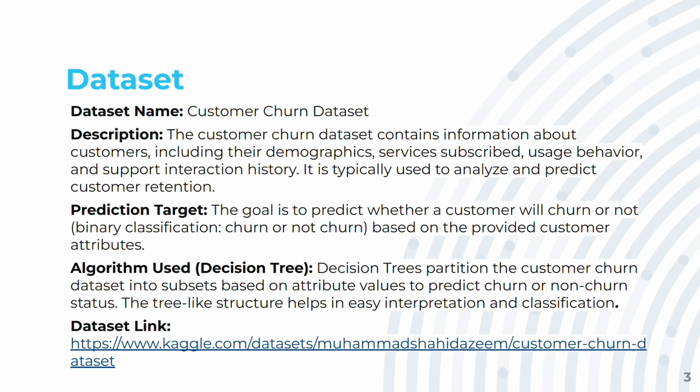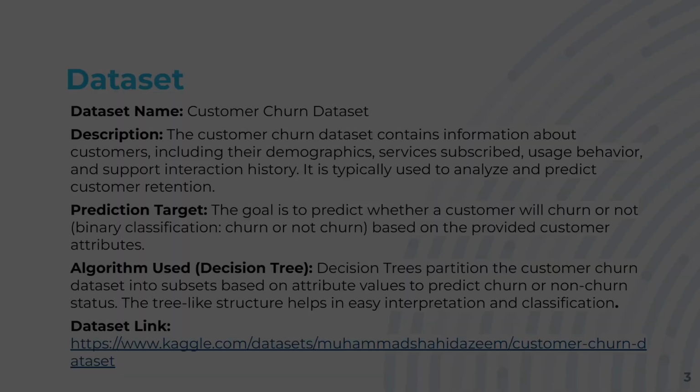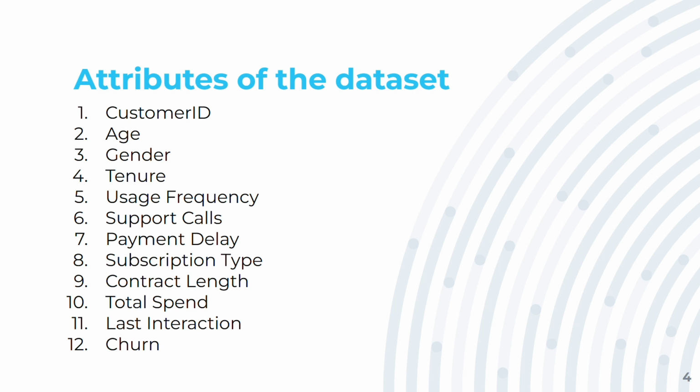The dataset is called customer churn prediction. The dataset contains basic information about the customer details like customer ID, age, gender, usage frequency, and number of support calls the customer made, the payment delays, and subscription type, whether it is a premium or a basic subscription plan, and the contract length, whether it is a 1 month period or a 1 year period, and the total hours the customer spends on the particular platform, the last interaction the customer made, and the churn.